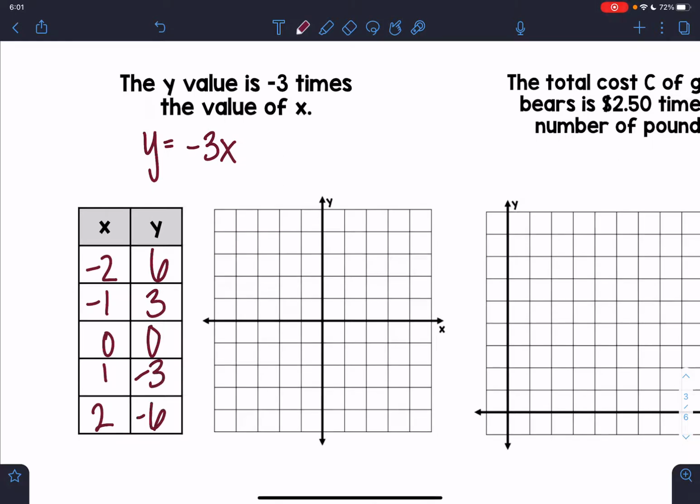Okay, so we could have also just graphed this like normal, right? If I want to graph this, my slope is -3/1, so I'm going down 3/1, and that will make my line.